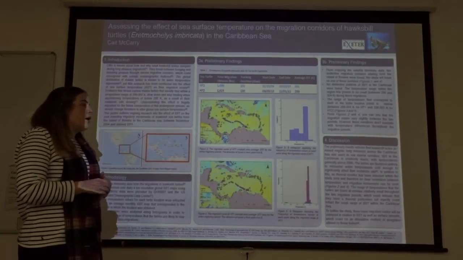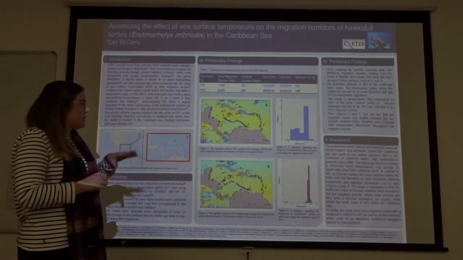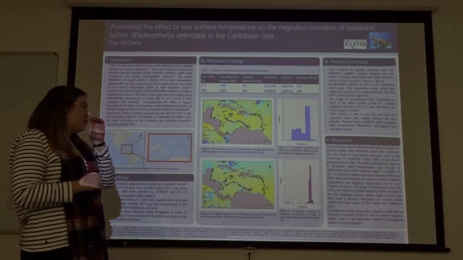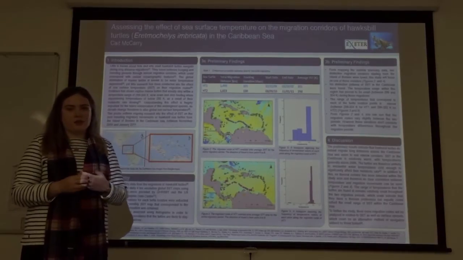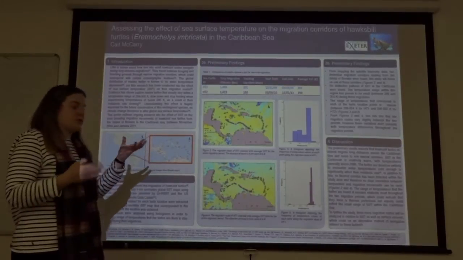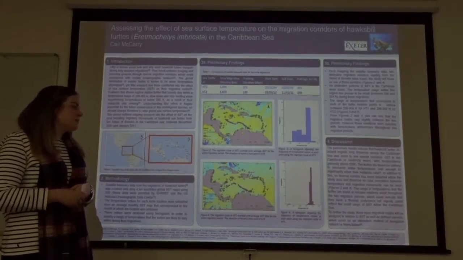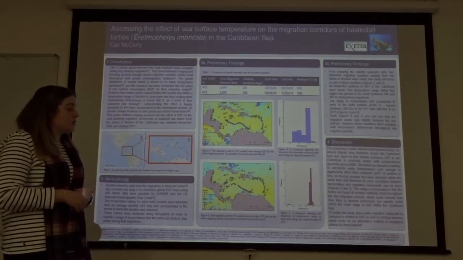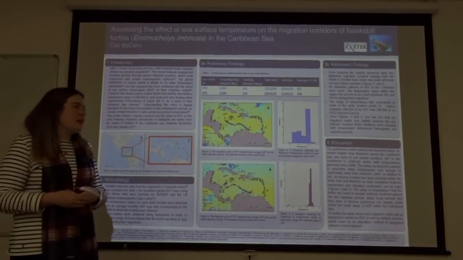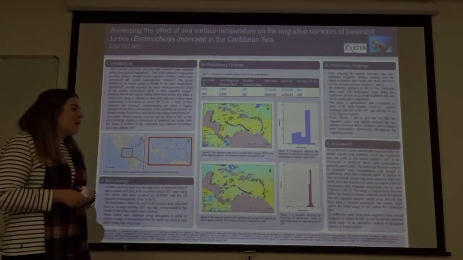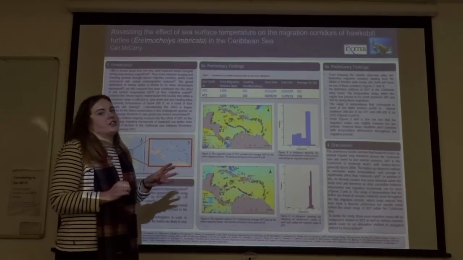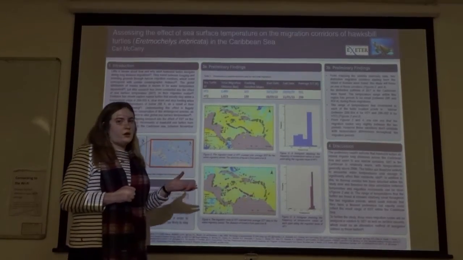Also, there is no specific thermal corridor in the Caribbean, and so it's difficult to see a direct correlation between the migratory pathways and a temperature corridor or a temperature in general. The range of temperatures that the turtles were found to be at is quite small, which could indicate that they have a thermal preference, but it also could just reflect the very small variation in temperatures in the Caribbean as a whole.